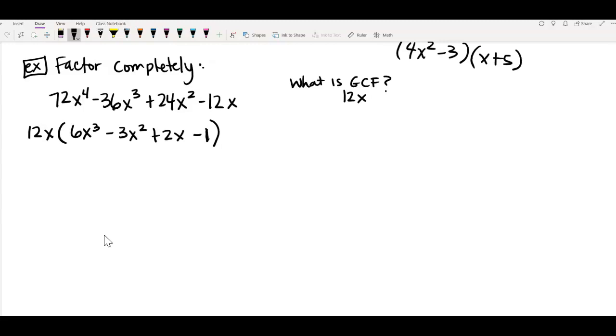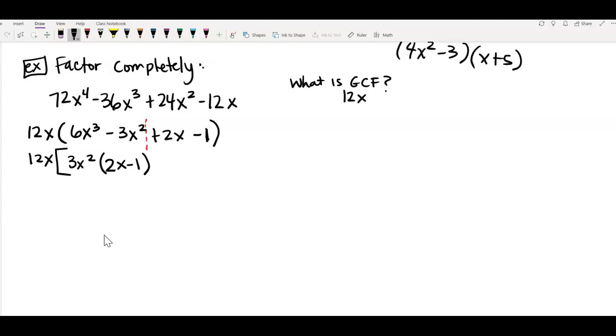Okay. So my 12x stays out in front, and now I have 4 terms here, so I'm going to do this factor by grouping. So when I look at these first 2 terms, I see a 3 can divide out of the 6 and the 3. And then x squared has the lowest exponent there. So 3x squared comes out. What's left when I take out that GCF of these first 2 terms? Well, I'm left with 2x minus 1.